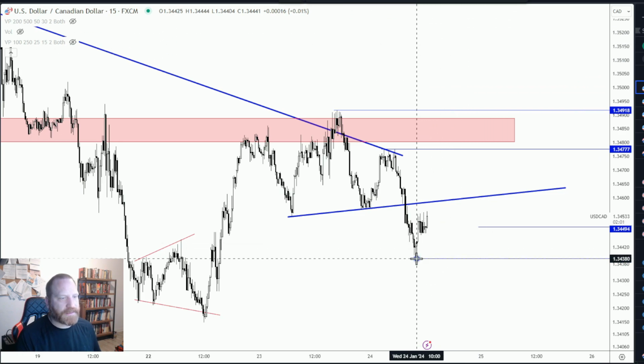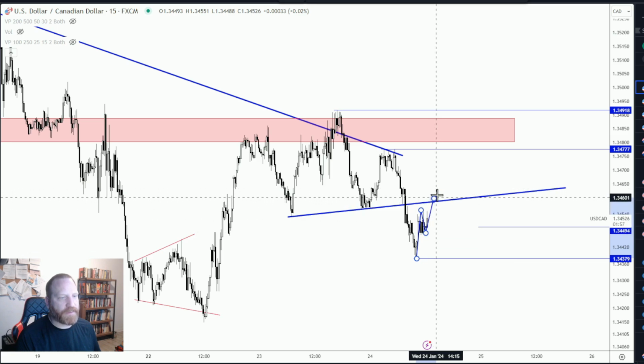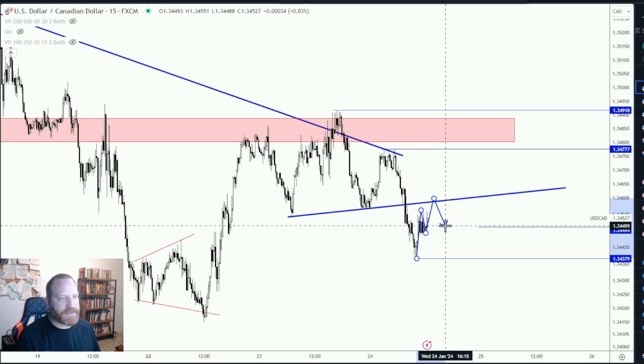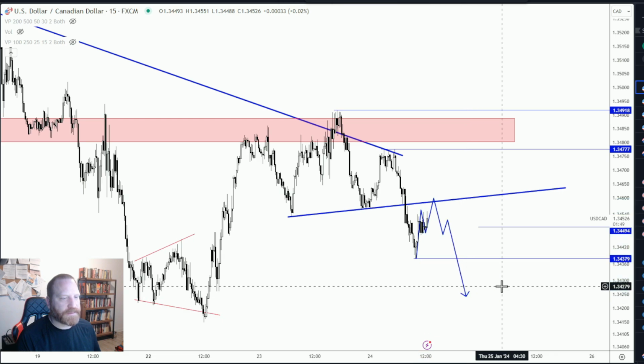So what I expect here is for a little kiss of that trend line, maybe a little bit higher just to take some stops out. And then I'm expecting price to break this, at least until this zone here.